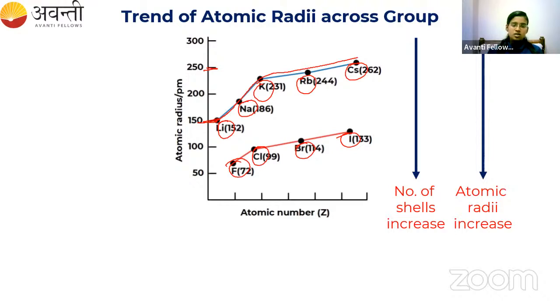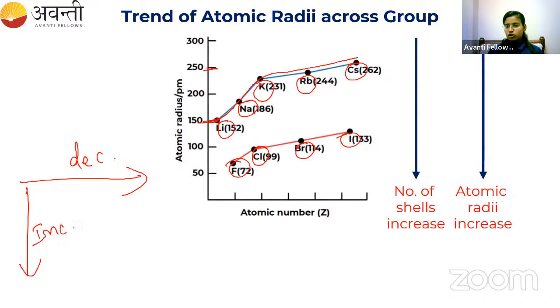Got it? So across the period, size decreases. On moving down the group, the size increases. Is it clear for all of you? So this is all about the atomic radii.